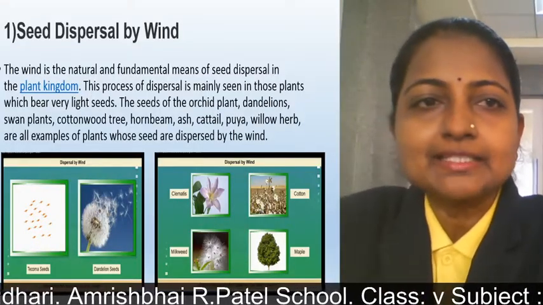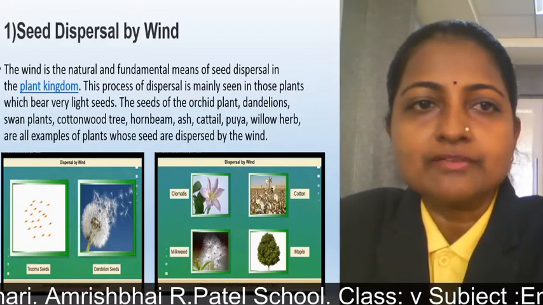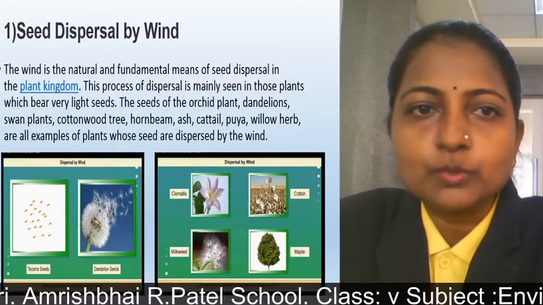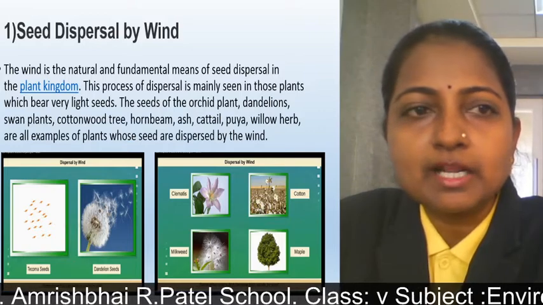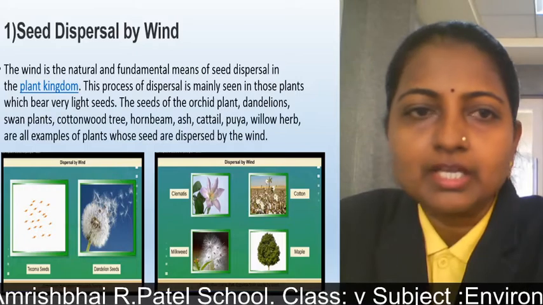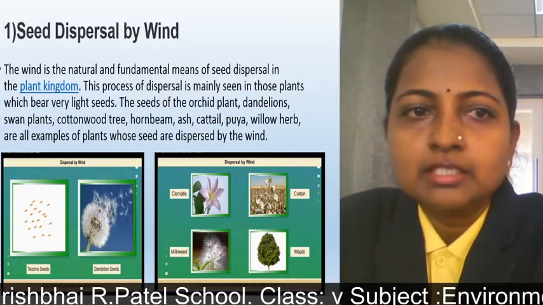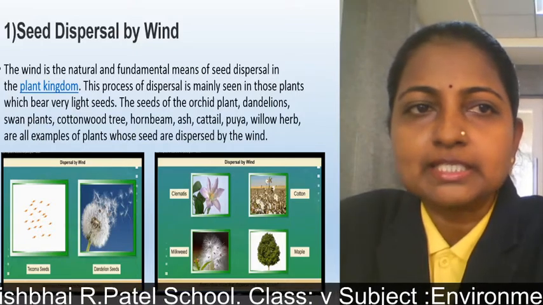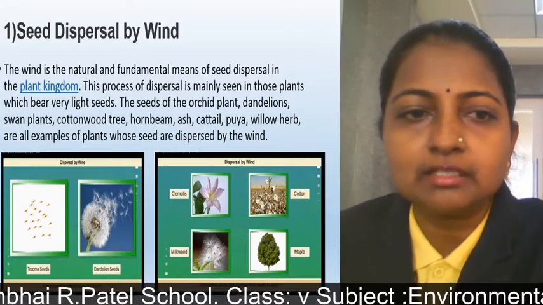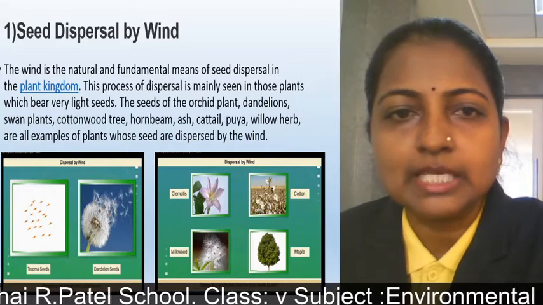Now we will see seed dispersal by wind. The wind is the natural and fundamental means of seed dispersal in the plant kingdom. The process of dispersal is mainly seen in those plants which bear very light seeds. Their weight is very light. The seeds of the orchid plant, dandelion, swan plants, cottonwood tree and many more examples are dispersed by wind because of their light weight. You can see in the figure also dandelion, cotton seeds. So they are dispersing with the help of wind.